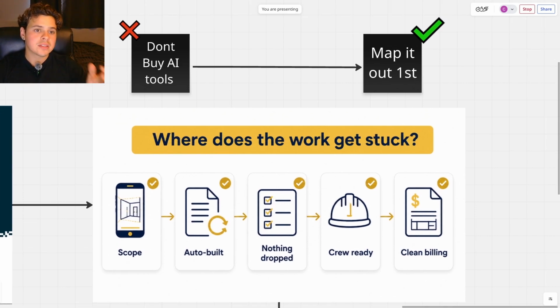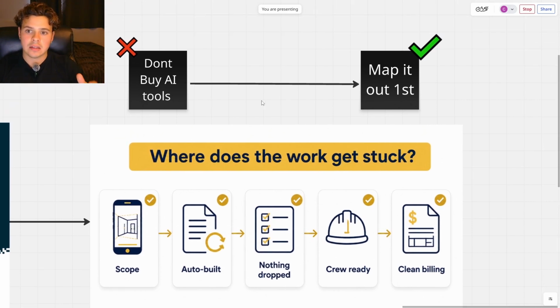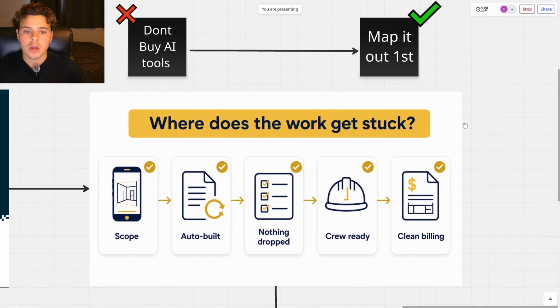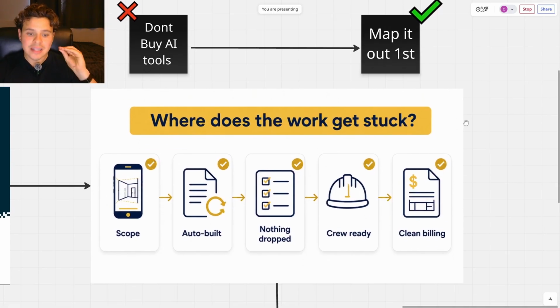So what I would tell everyone is not to buy AI tools. First, map out your workflow. So think about where the work gets stuck. For them, it was right at that beginning, that scope part. They are taking the time writing down all this information. We're now at auto builds, nothing is dropped, the crew is ready, and then all the way to the billing, everything is clean in one seamless system.